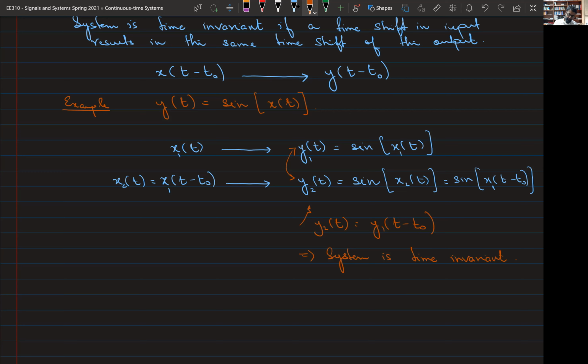Okay. Here's an example for you, Zen. And that is y of t equals t times x of t. So what this system does is it just takes the input and multiplies that by t. So by the way, is this system a memoryless system?